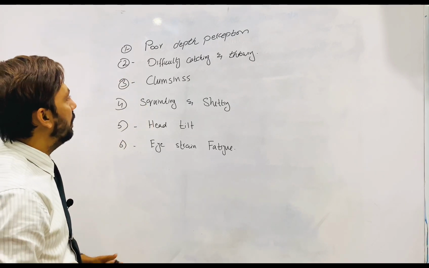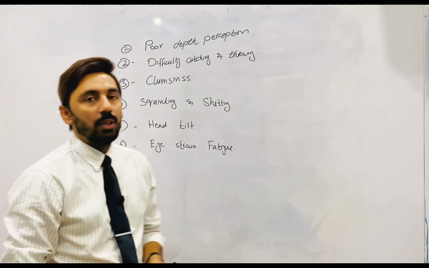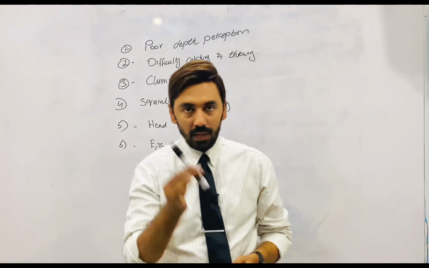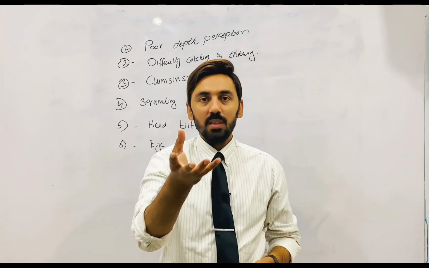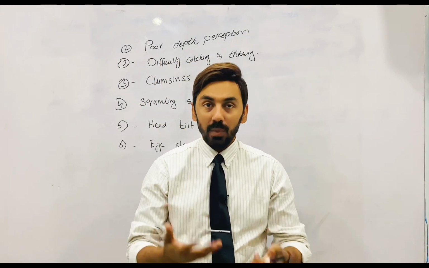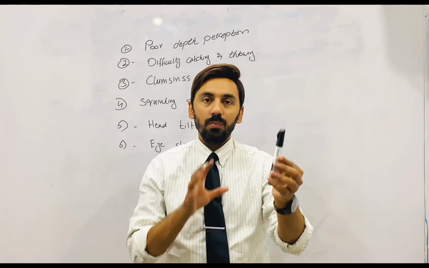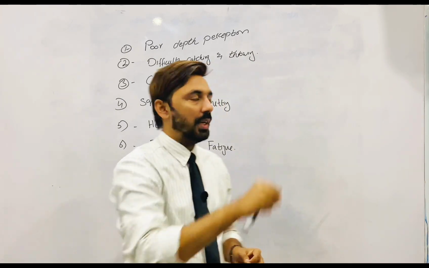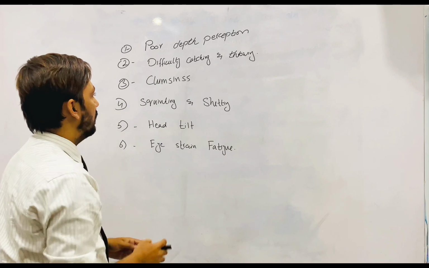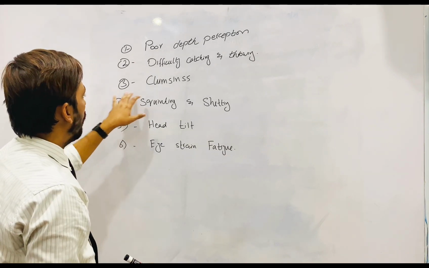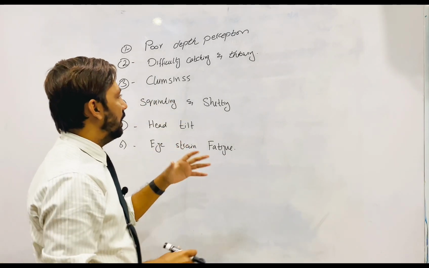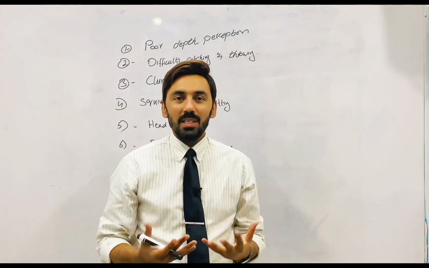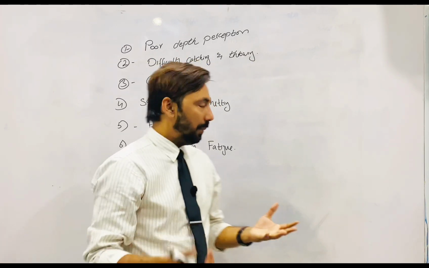And the second one is, he will feel difficulty in catching and throwing things, right? If you throw a ball towards an amblyopic patient or the strabismic amblyopia patient, then he will find it difficult to catch that object, or throw that object. And the third one is called clumsiness. There would be a laziness sort of thing in that patient, right?